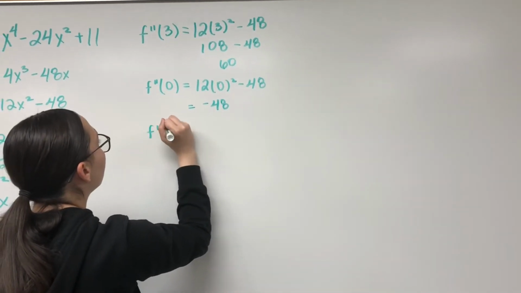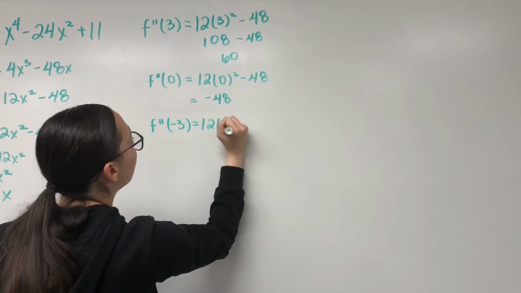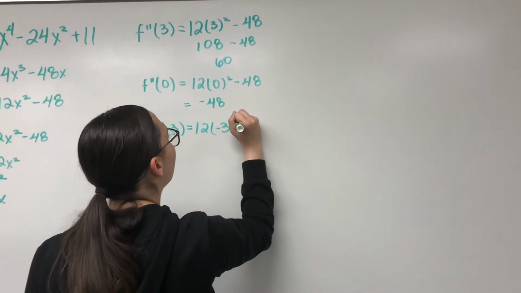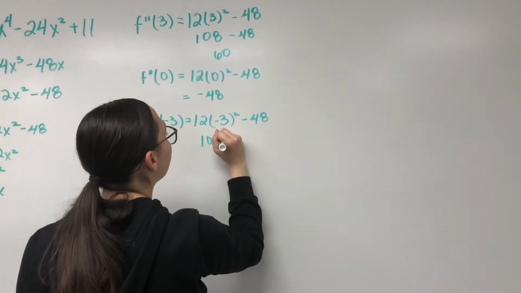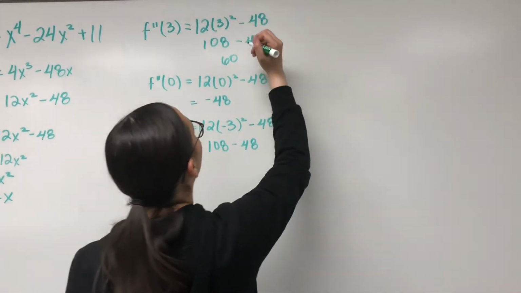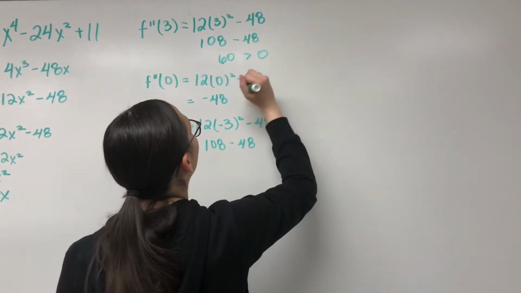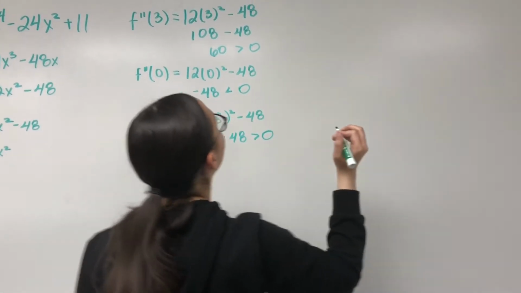Then we're going to plug in negative 3 to the second derivative equation, which gives us 12 times negative 3 squared minus 48, which gives us 108 minus 48, which is 60 like the equation above. And then we're going to see 60 is greater than 0, negative 48 is less than 0, and 60 is greater than 0.